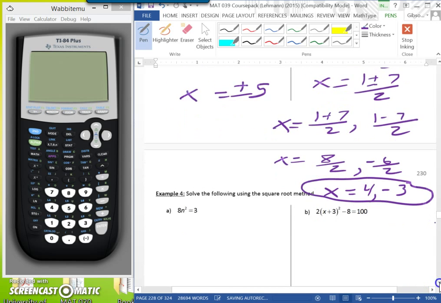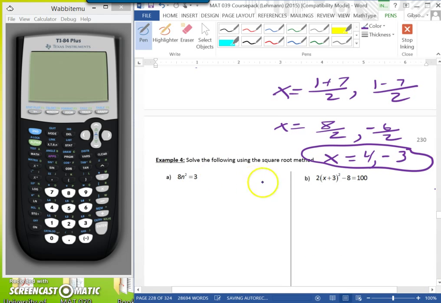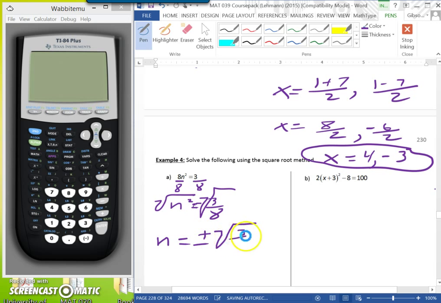Okay, now we come to example 4. It says solve the following using the square root method. We have 8n squared is equal to 3. First thing we would do is divide each side by 8, and then we will have n squared is equal to 3/8. Now we have to take the square root of both sides. So now we will have n is equal to positive or negative square root of 3/8.